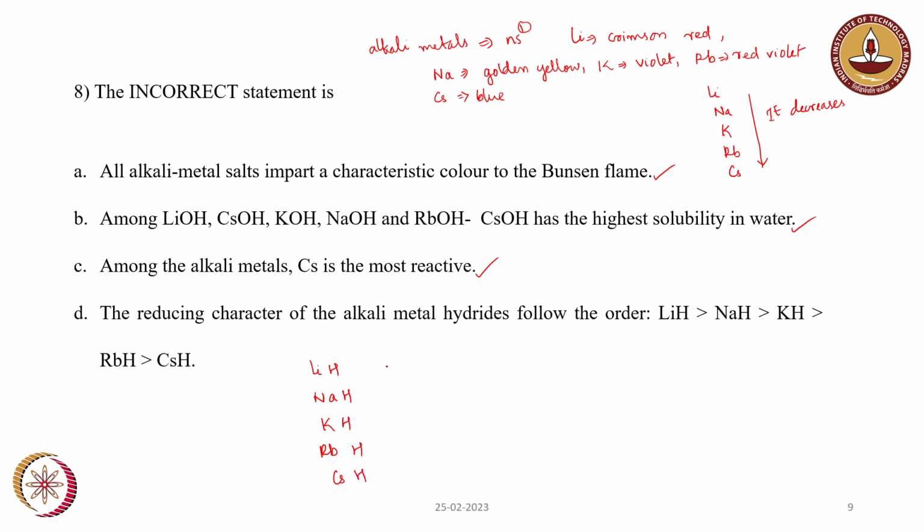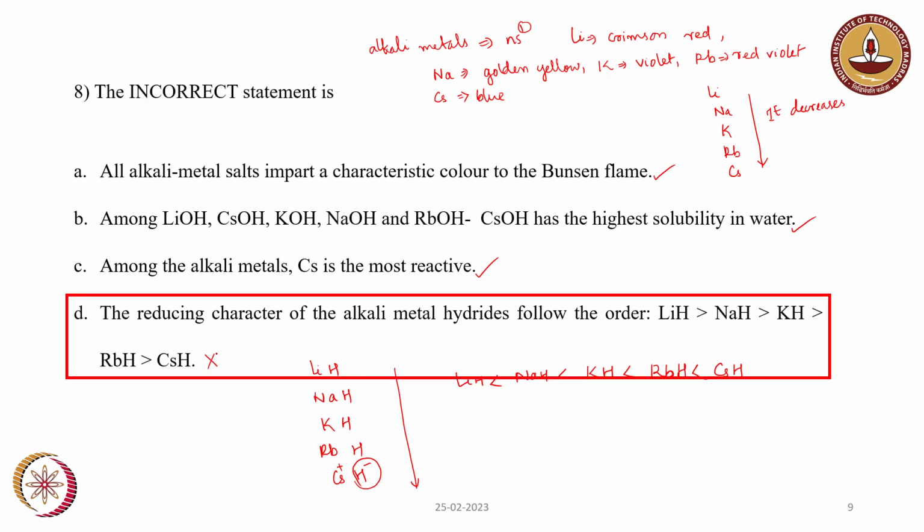So in this series, moving down the group, the ability of the central metal to become a cation increases. So it will give its electron to hydrogen, so it can become hydride. This hydride can act as a reducing agent. So the reducing character of alkali metal hydrides will be in the order lithium hydride less than sodium hydride less than potassium hydride less than rubidium hydride less than cesium hydride. But the reverse order is given. So statement D is wrong. So the answer is option D.